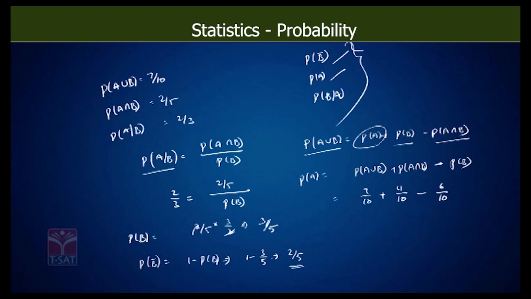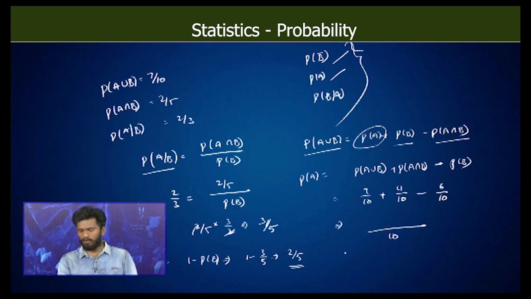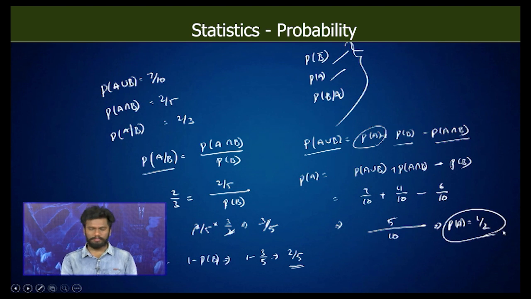So just to make denominators equal. So 10 by 7 plus 4, 11. 11 minus 6, that is 5. So probability of A is 5/10, that is half.